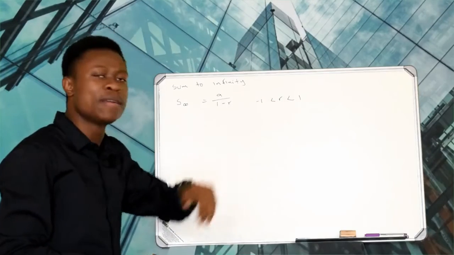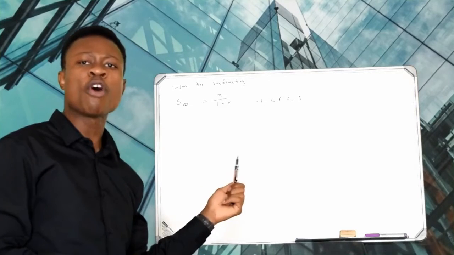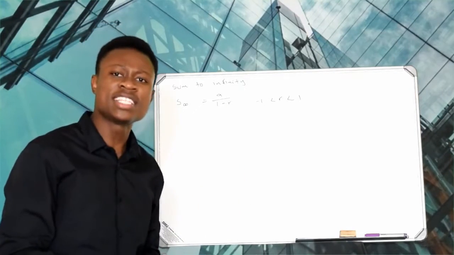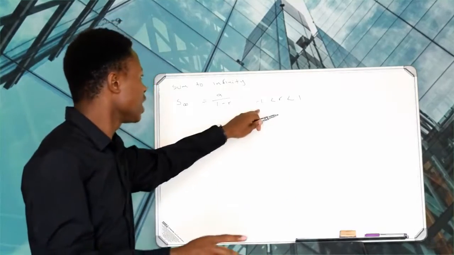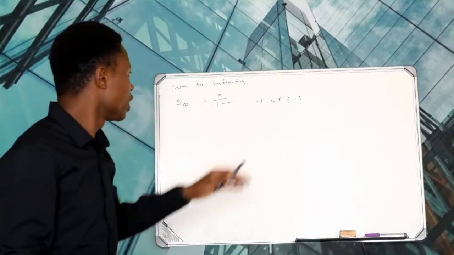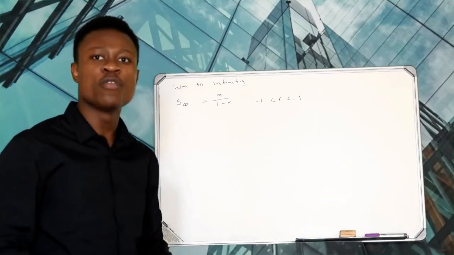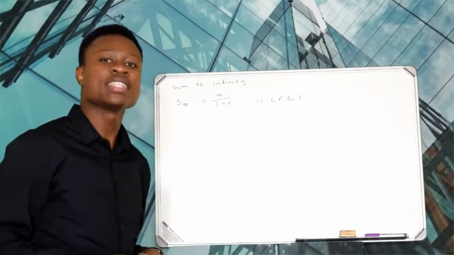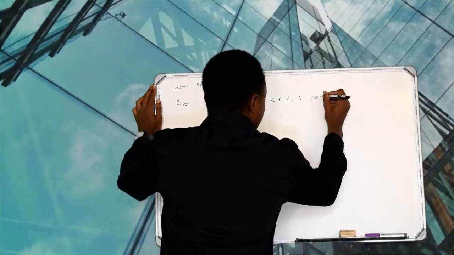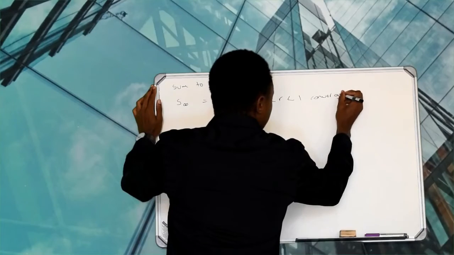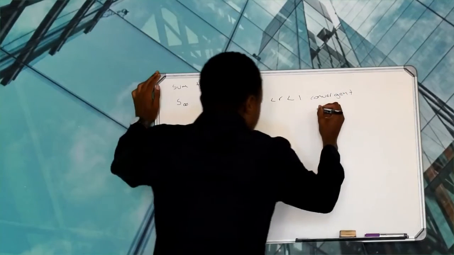But if r falls out of that region, we can't use this formula. Why? Because that series is divergent, right? But if the value of r is between those values, that means the series is convergent. It stops at some point, right? So this is convergent. And anything else is divergent.